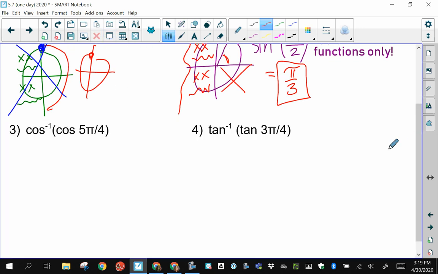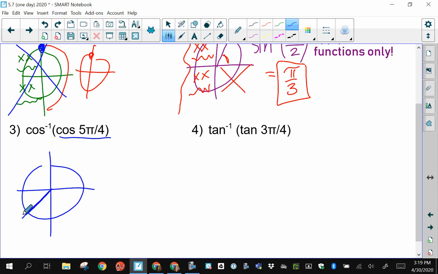For example, in example 3, we're being asked to find the cosine of 5 pi over 4 first. That's the inside part of the parentheses. So that's here, and that is a quadrant 3 situation, and we know that quadrant 3 has negative cosine values, and it's a 45, 45, 90 triangle, so that tells us that it's negative root 2 over 2, and then I'm done with that inside part.